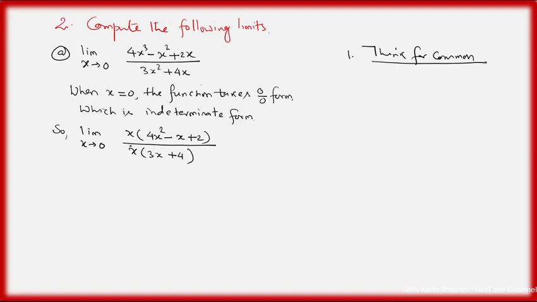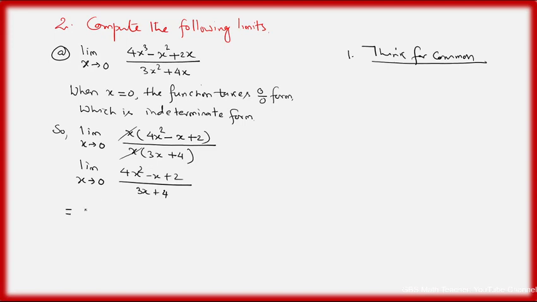How interesting is this? You can cancel this factor. Then limit x tends to 0, 4x square minus x plus 2 over 3x plus 4 we obtain. Now check once. Here is no x term, here also no x term, others will be 0. Then we will get a real value, so that we can apply the limit now.